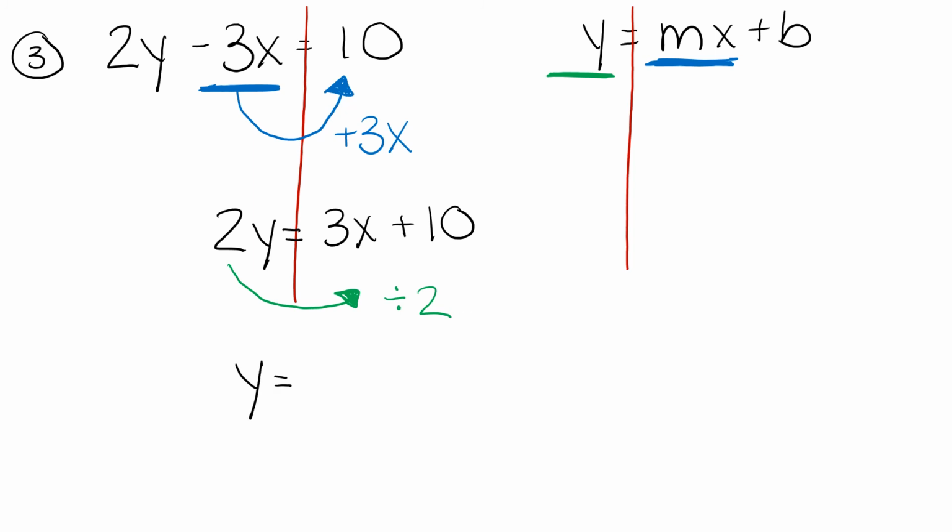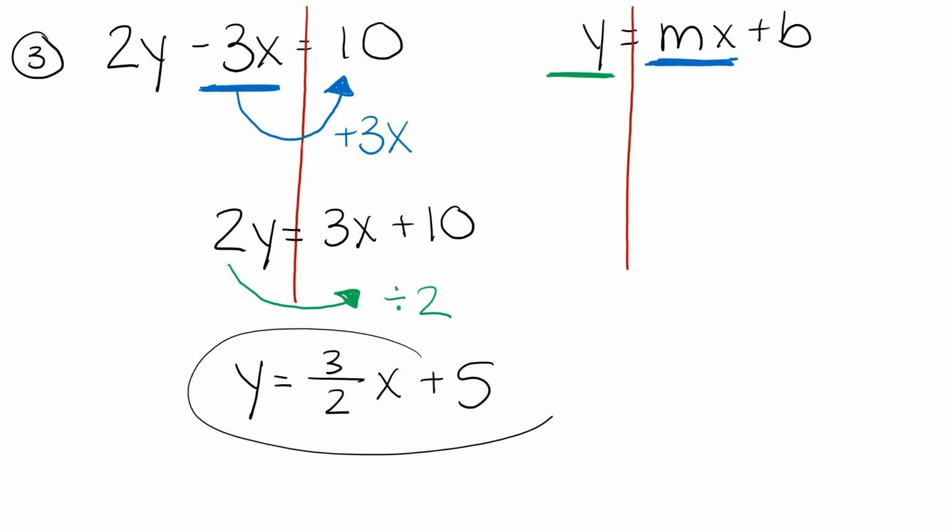Now we cannot do 3 divided by 2 and get a whole number. When you get to a problem that you can't divide evenly, leave it as a fraction. Remember, slope or rate of change is always a fraction, as long as it's simplified, and 3 over 2 is. You can leave it as the fraction 3 over 2x. The 10 divided by 2 you can solve and get 5. Our equation is now y equals 3 over 2x plus 5.